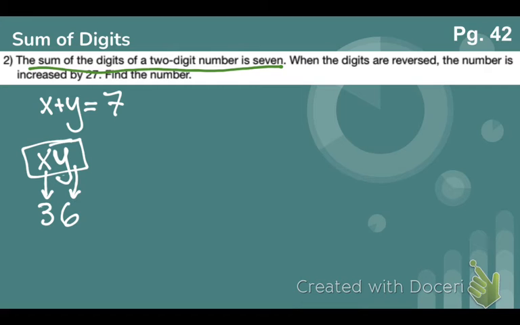When the digits are reversed, the number is increased by 27. What would it mean if our digits were reversed? Yeah, they're switched around, it would just be yx. So we're going from this number to yx.